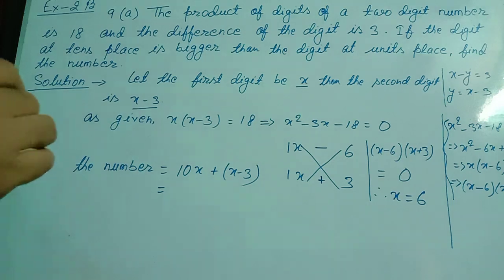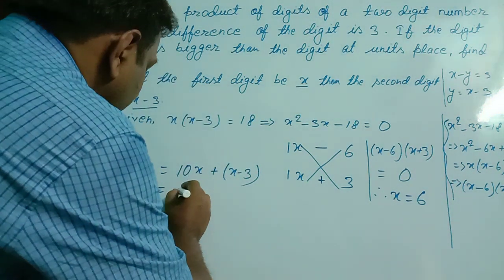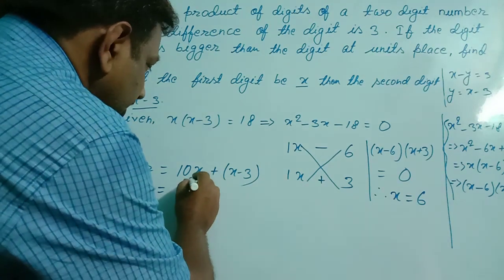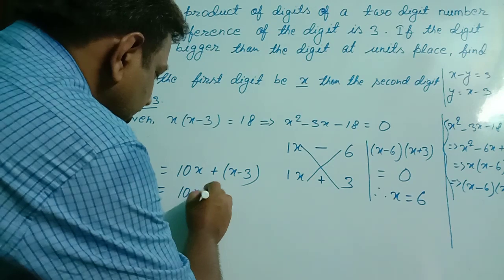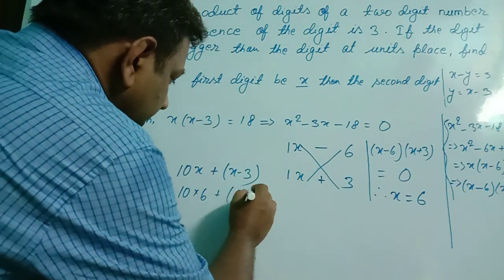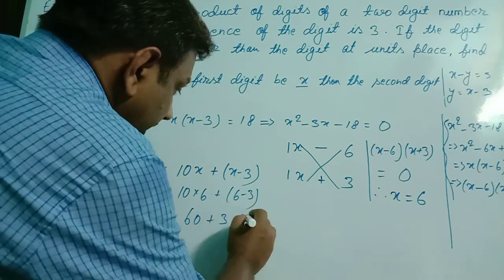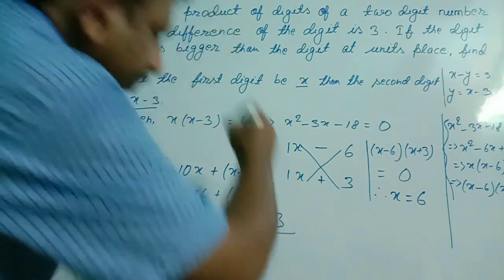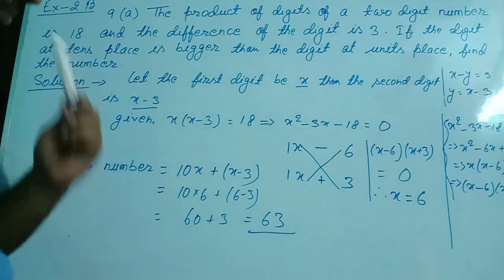Now which value are you taking? You are taking the value of x equal to 6. Then what will be the number? This became 10 into 6, 60, plus 6 minus 3, equal to 60 plus 3, equal to 63. This became the number.